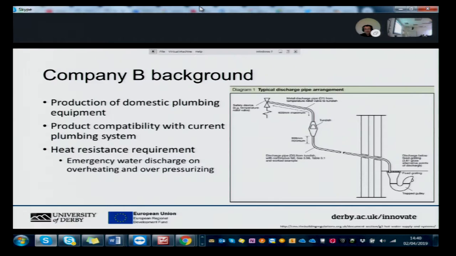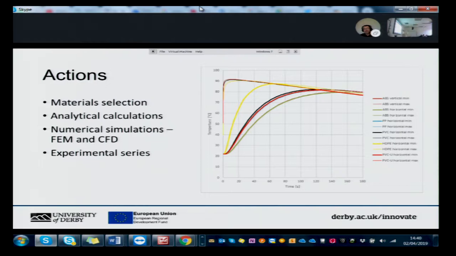What did we do? We selected a bunch of materials which are currently being used in British heating systems, and performed some analytical calculations to estimate by analysis if the polymer will heat up enough to be in the dangerous zone. Then we wanted to perform numerical simulations, finite element and computational fluid dynamics, and an experimental series. On the picture, you can see different graphs. You can see that some polymers will reach up to 90 degrees. Some will not reach. But some of those polymers can withstand only 70 degrees.